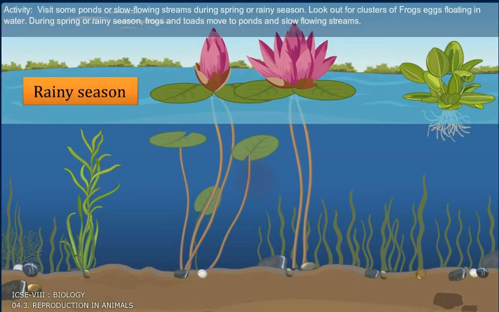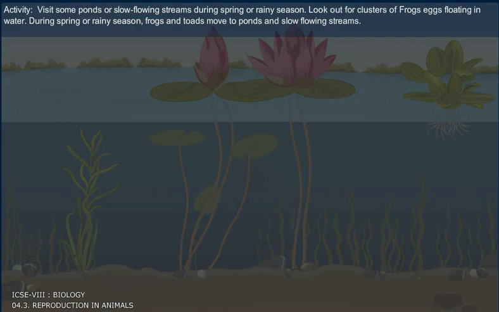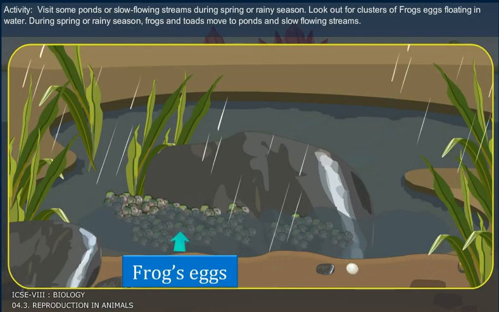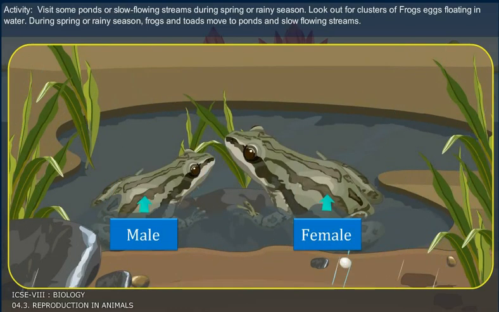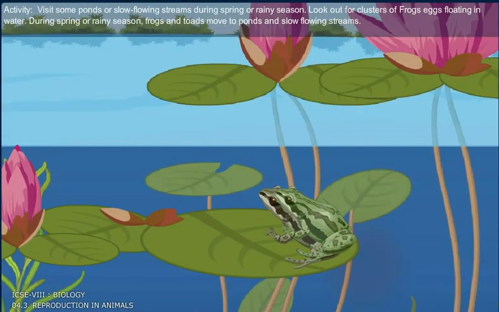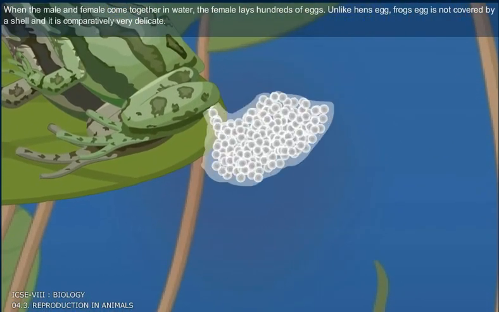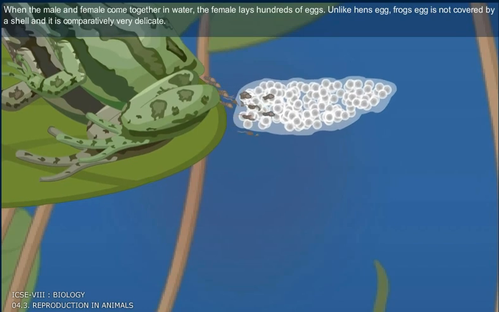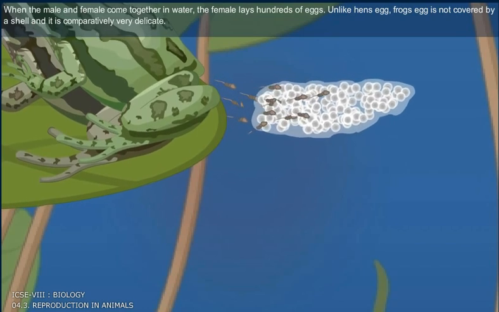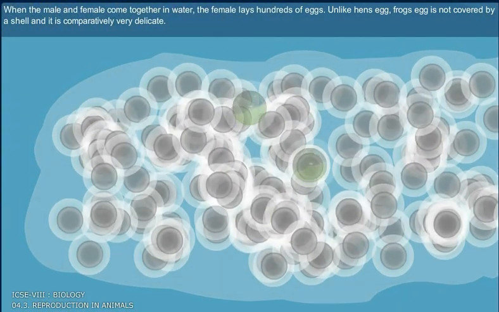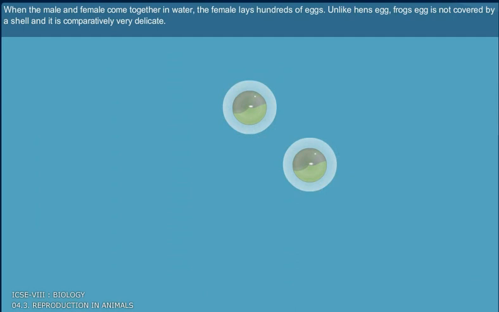Activity: visit some ponds or slow-flowing streams during spring or rainy season. Look out for clusters of frog eggs floating in water. During spring or rainy season, frogs and toads move to ponds and slow-flowing streams. When the male and female come together in water, the female lays hundreds of eggs. Unlike hen's eggs, frog's eggs are not covered by a shell and are comparatively very delicate.